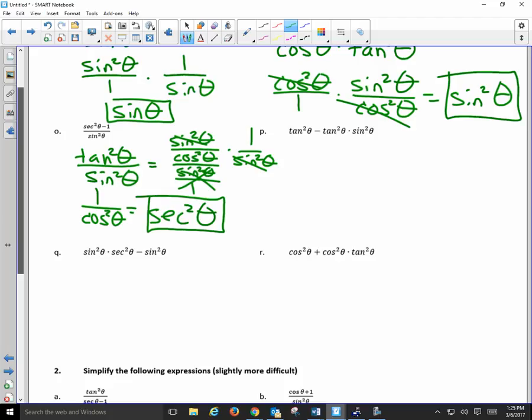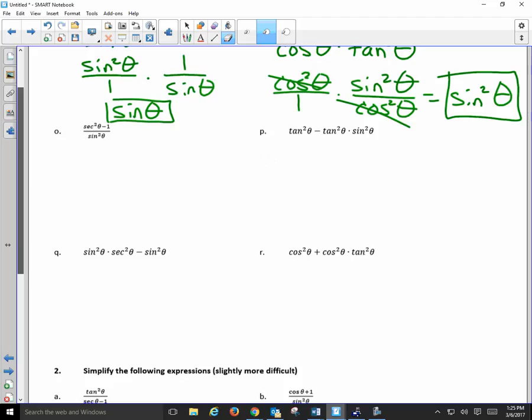All right, letter P. Let's talk about the mistakes that people make. Anybody see what people do right away? It's totally illegal. Yeah, so somebody right away first started like, well, tangent squared minus tangent squared is 0 times sine squared is 0. The answer is 0. Done.